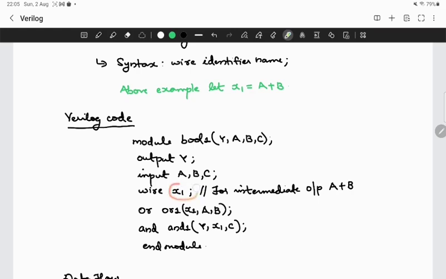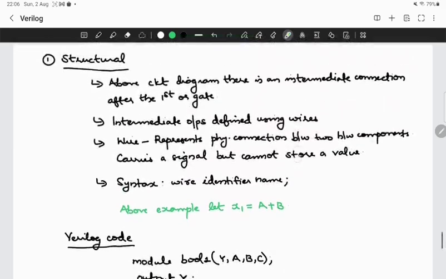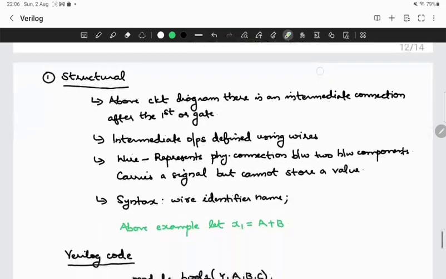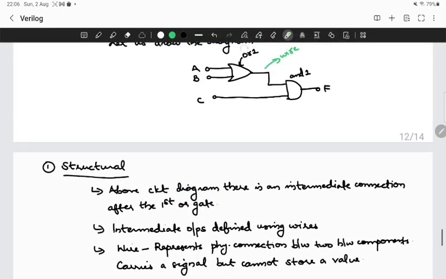We have an intermediate output. In structural modeling, we'll define it by wire x1. That is for the intermediate output A plus B, A or B. Now we'll define the gate level modeling or structural modeling. The first is the OR gate. So we instantiate an OR gate. The name of the OR gate is, like I have shown in the diagram, OR1.